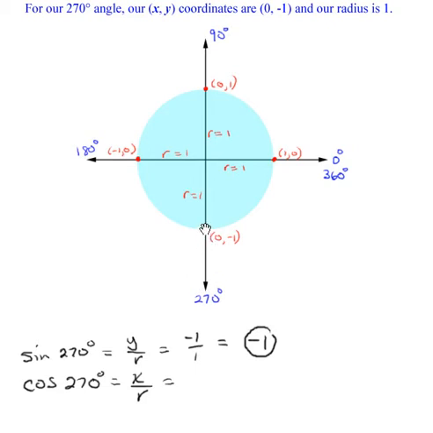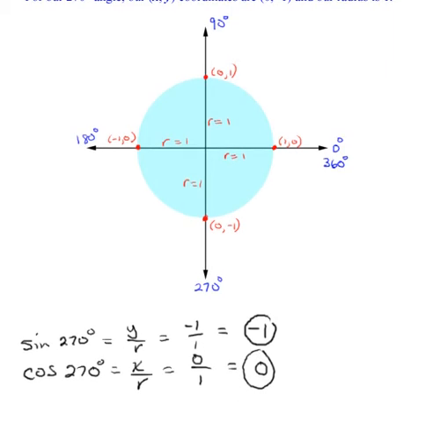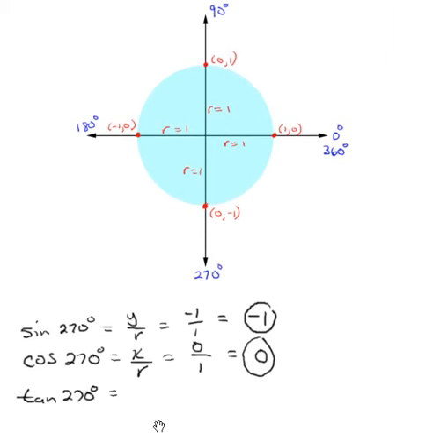The cosine of 270, as we'll recall, is the x value over the radius. The x value of this point on my 270 quadrantal angle is 0. The radius is still 1. So 0 divided by 1 reduces to give us 0.